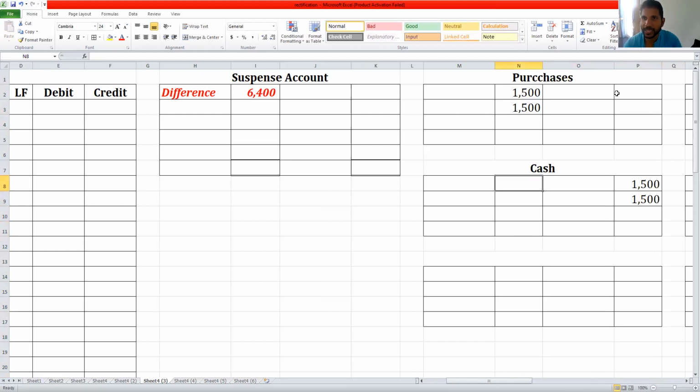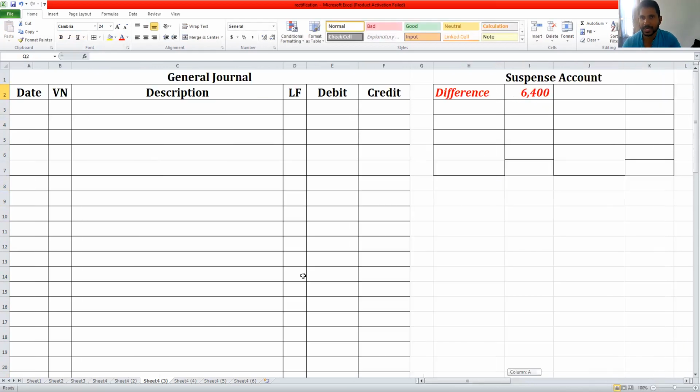Then think about the rectification entry. What we should do now? Cancel one entry. Cash debit 1,500, purchases credit 1,500. Suspense account is not used. Write the rectification entry for error 1.